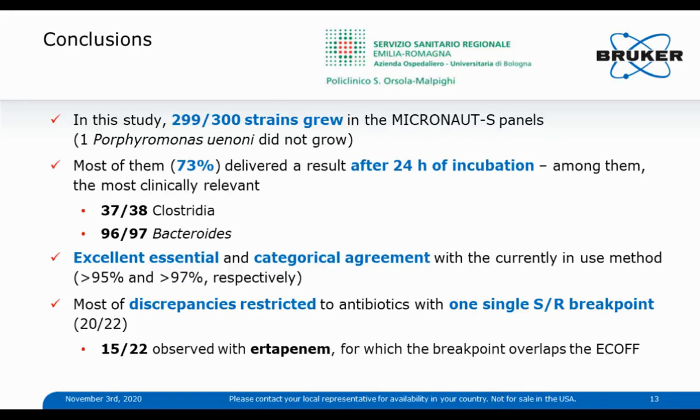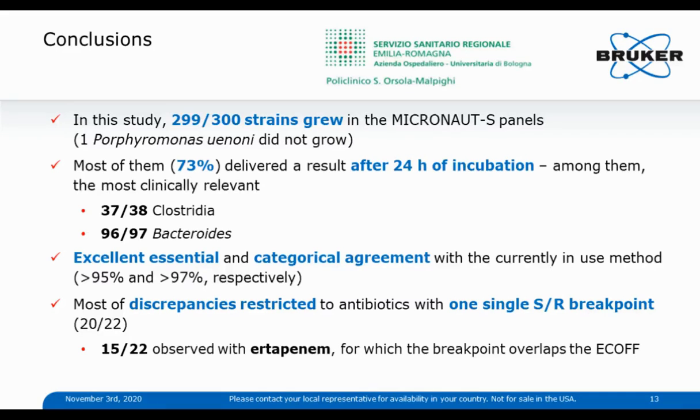In conclusion, to summarize the results of this study, all the isolates but one Porphyromonas successfully grew in the MICRONAUT panel. No problems were observed for gram-positive cocci, in contrast with the literature, as in some past studies a failure of growth in the microdilution system was reported for this group of anaerobes. This is also one of the reasons for which this method is recommended by CLSI at the moment only for Bacteroides. Most of the isolates included delivered a result after 24 hours of incubation, and among them, the vast majority of the most clinically relevant ones.